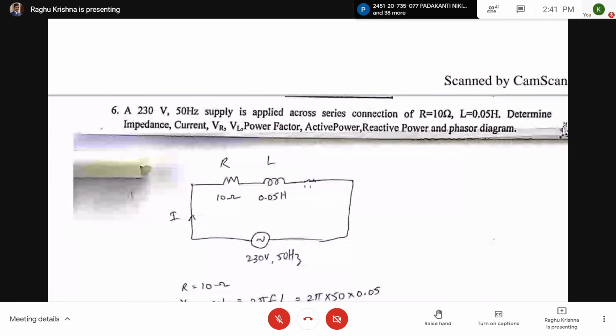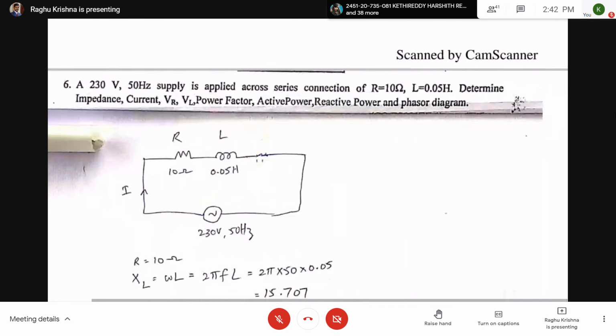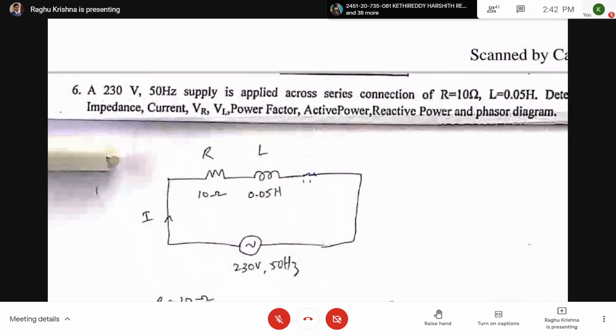So here, let us do a problem based on R and L. So you are going to get some idea. See here, a 230 volts. So what is 230 volts? 230 volts is the RMS value. So here in the questions, in the problems, in the nameplate details, wherever you see an alternating voltage, AC voltage, that is RMS value.